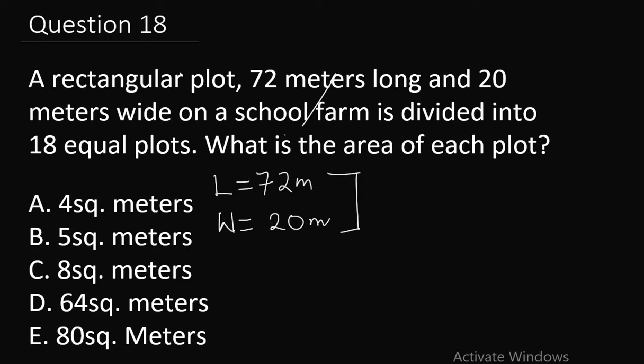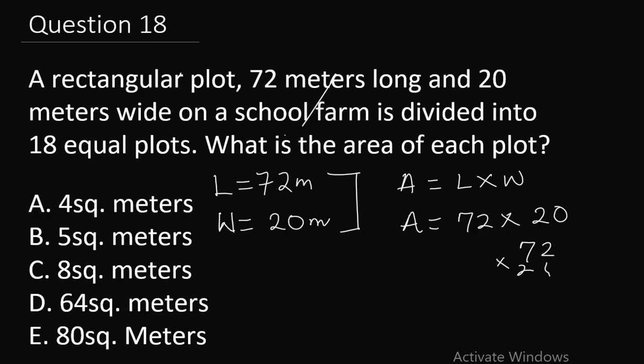First thing first, find the area of the whole rectangular plot. Area of a rectangle is length times breadth or length times width. So area will be the length, which is 72, times the width, which is 20. So let's multiply 72 by 20. 0, 0, 2 times 2, 4, 2 times 7, 14. So we have 1440 meters square. This is the area of the whole plot.